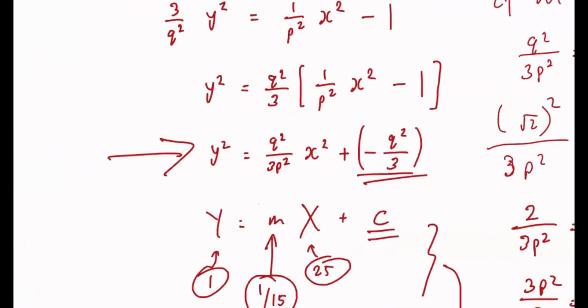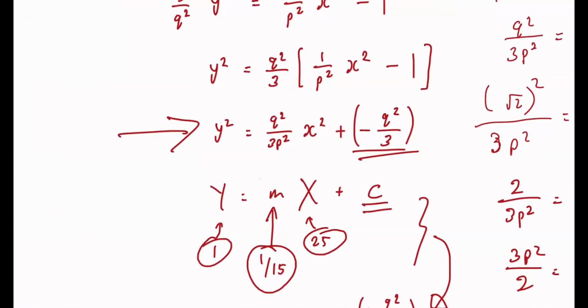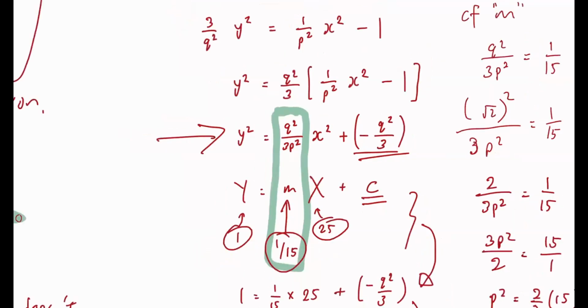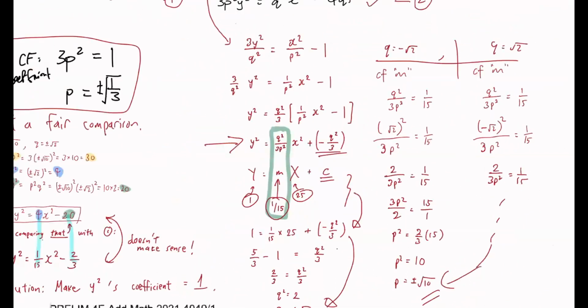if you compare this part here, q squared over 3p squared is your gradient m, which is 1 over 15. And we already solved for q, which is plus minus square root 2. Just sub in q with plus minus square root 2, 2 separate cases, and then solve for p. I show the working over here. I'll leave you to read it on your own. Let me know if you don't understand.